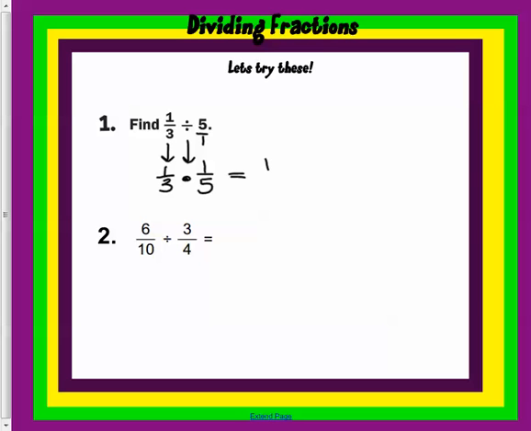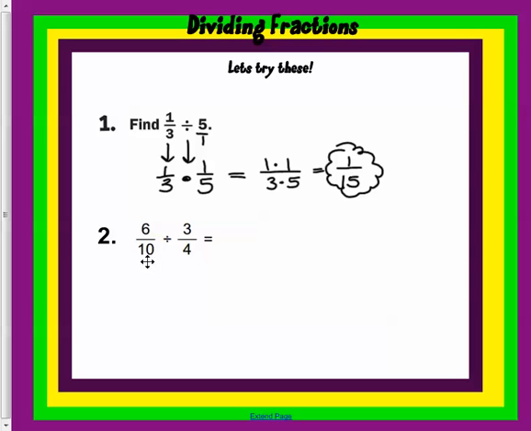Now we have a multiplication problem like the ones that we've done before. So I multiply everything in the numerator and then I multiply everything in the denominator, and I get 1/15 as my answer. I didn't simplify anything because 1 is already prime, so it can't be simplified.